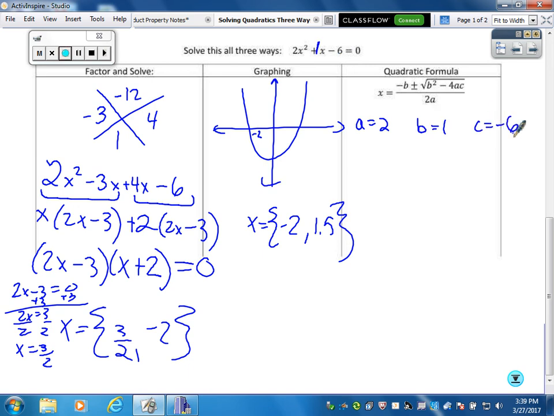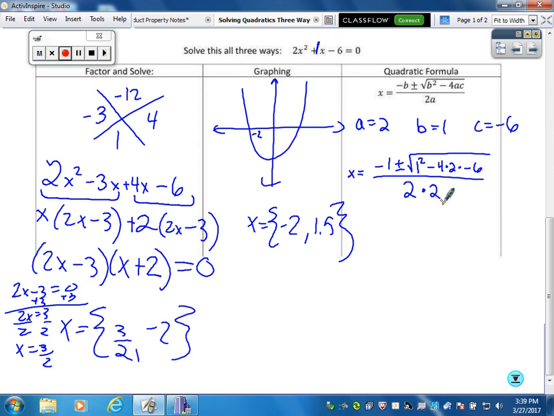Alright, from there, let's go in and plug in. So x is equal to a -b, so that's -1. So if that was a negative number, it would cancel to a positive right here. Then plus or minus the square root of b squared, so 1 squared, minus 4 times my a, which is 2, times my c, which is -6, all over 2a, so 2 times my a, 2.